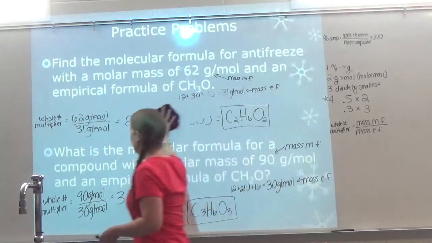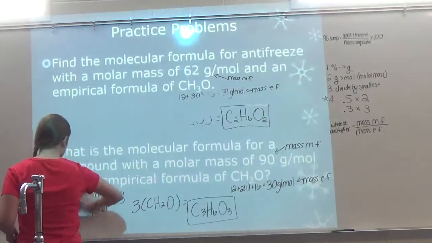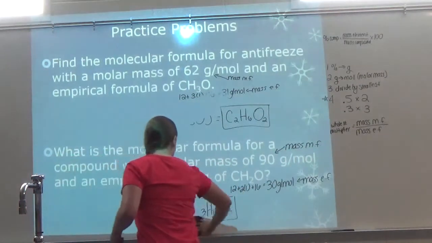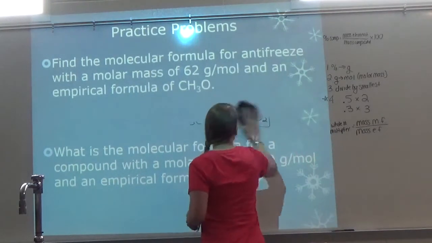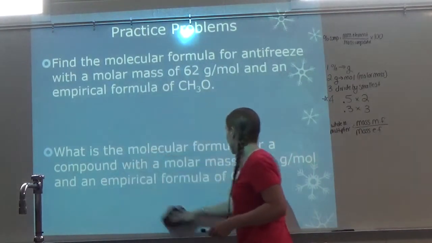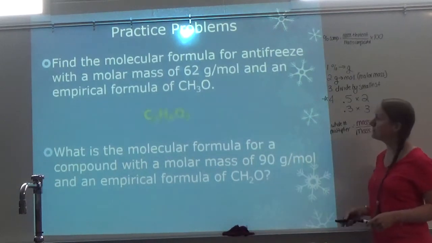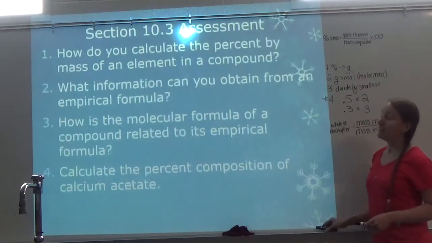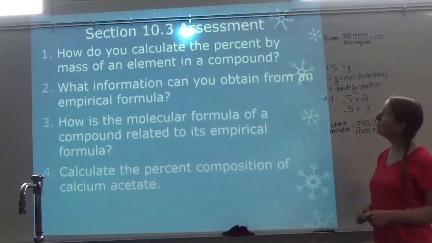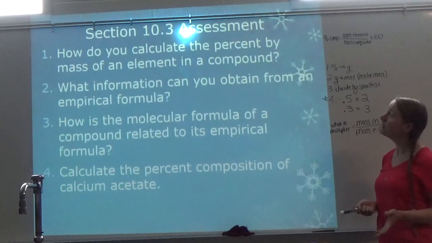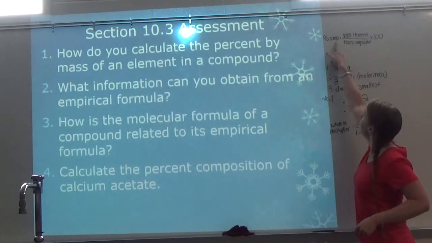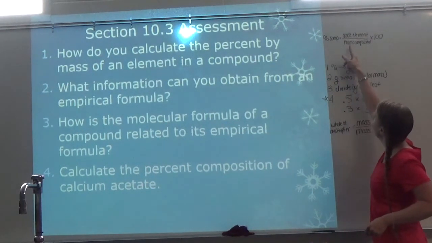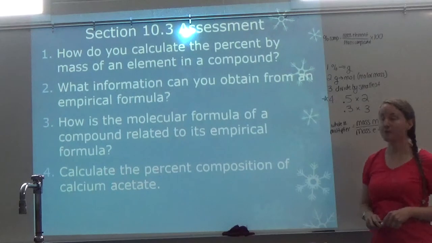All right, so, whew, thank goodness, that's the last new stuff from this section. So let's knock out this section assessment, because I'm pretty sure that's what's next. Hopefully. We don't want to have to learn anything else at this point. All right, section assessment. So how do you calculate the percent by mass of an element in a compound? Well, the answer to this would just be the formula. The percent composition is the mass of the element over the mass of the compound times 100.